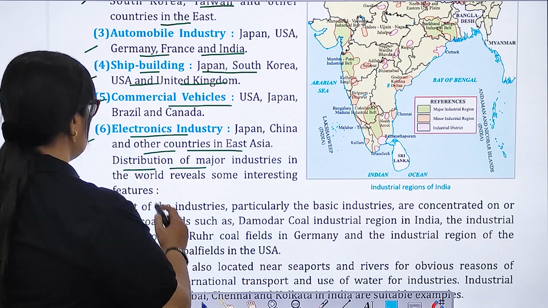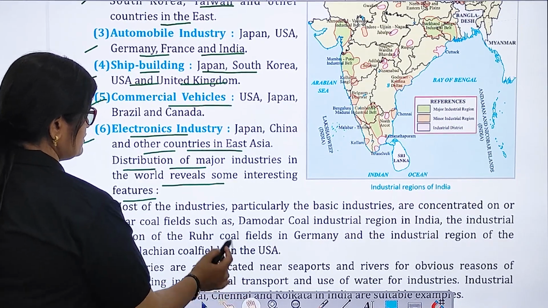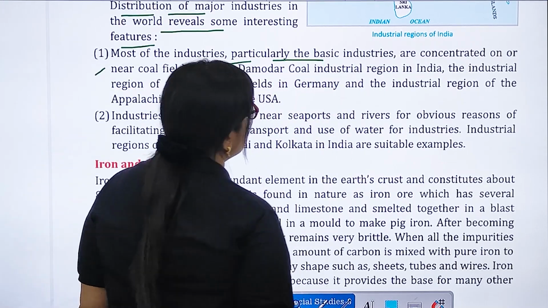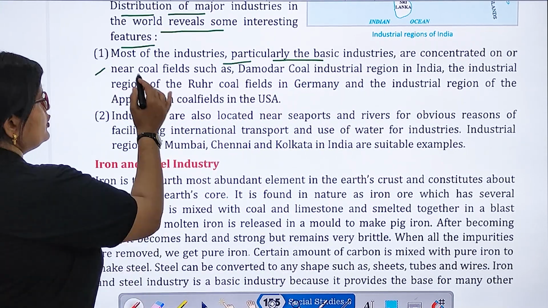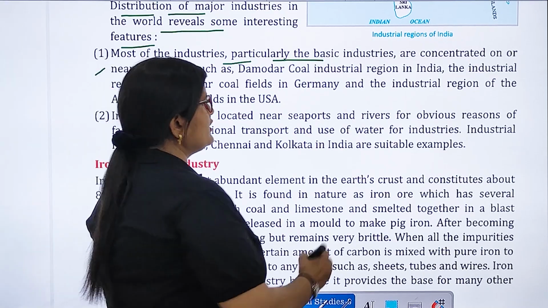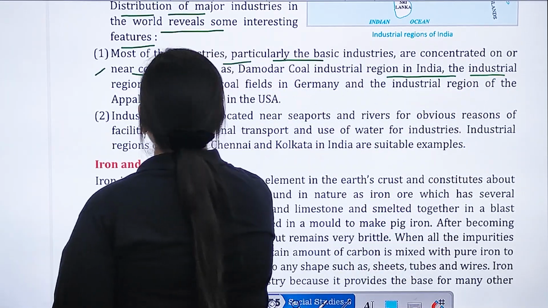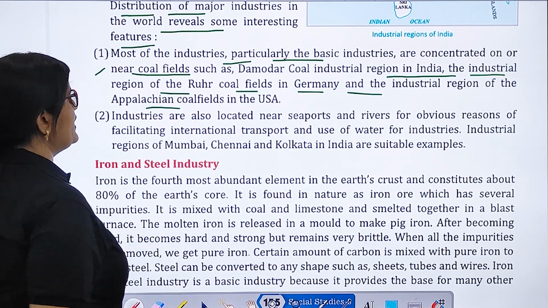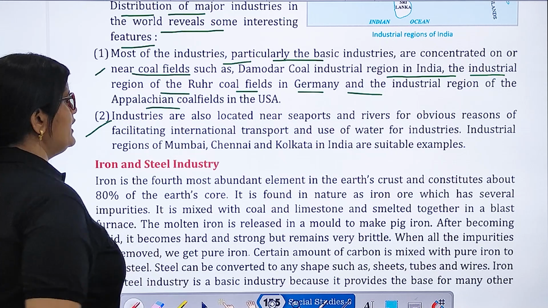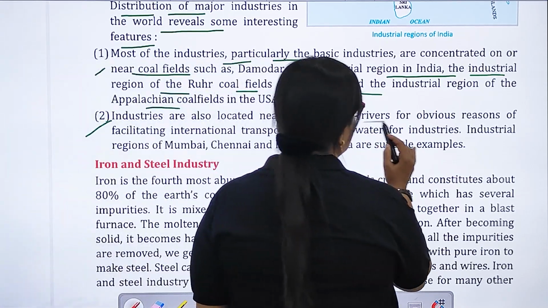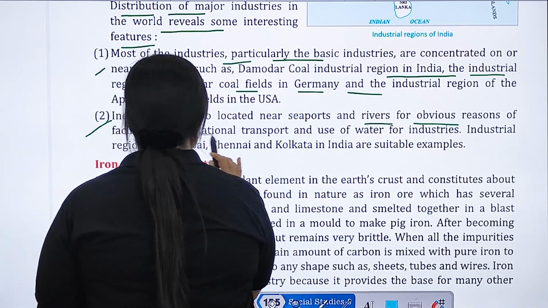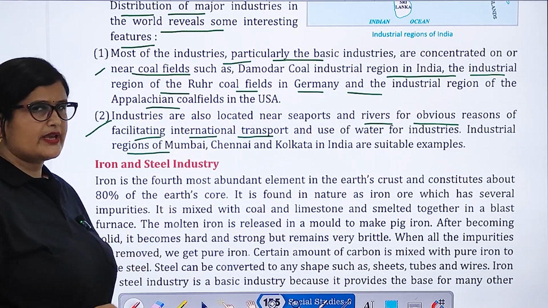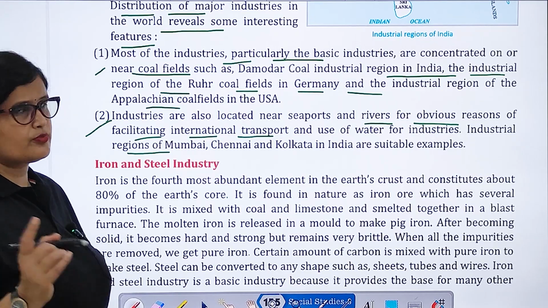Distribution of major industries in the world reveals some interesting features. Most of the industries, particularly the basic industries, are concentrated on or near coal fields, such as the Damodar coal industrial region in India, the industrial region of the Ruhr coal fields in Germany, and the industrial region of the Appalachian coal fields in the USA. Industries are also located near seaports and rivers for obvious reasons of facilitating international transport and use of water for industries. Industrial regions of Mumbai, Chennai and Kolkata in India are suitable examples.